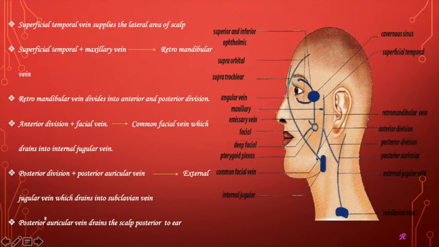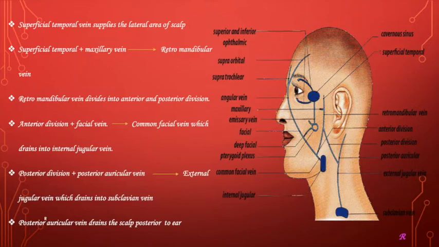So the anterior division of the retromandibular vein joins with the facial vein and drains into the internal jugular vein. At the same time, the posterior division of the retromandibular vein joins with the posterior auricular vein to form the external jugular vein. This is the external jugular vein, which drains into the subclavian vein. Okay, so we are done with the divisions of the retromandibular vein.